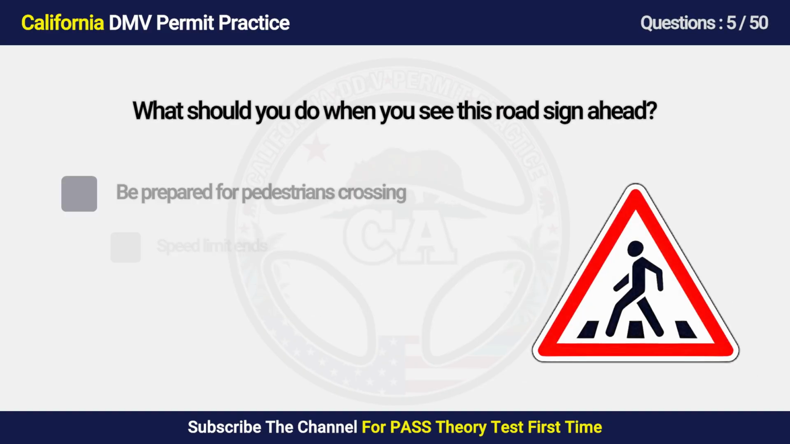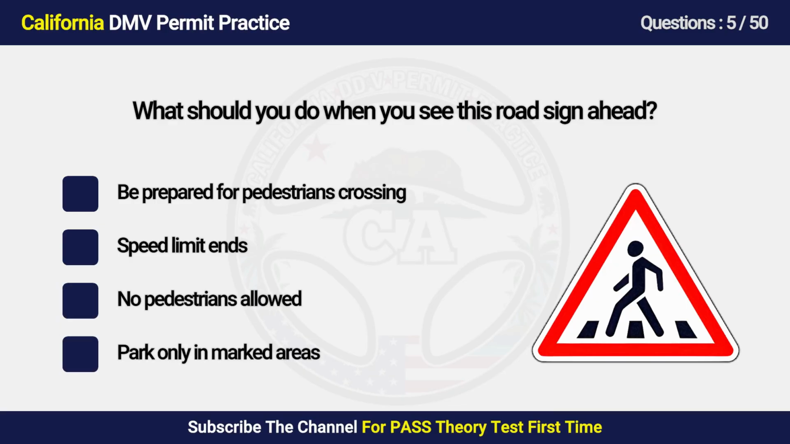Question 5. What should you do when you see this road sign ahead? A. Be prepared for pedestrians crossing. B. Speed limit ends. C. No pedestrians allowed. D. Park only in marked areas.